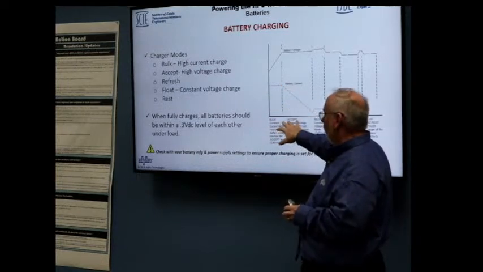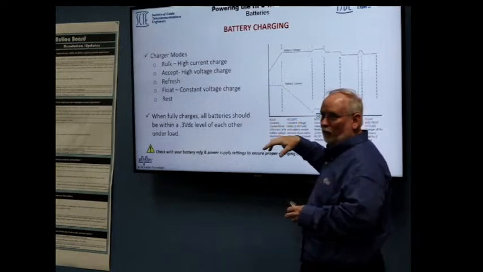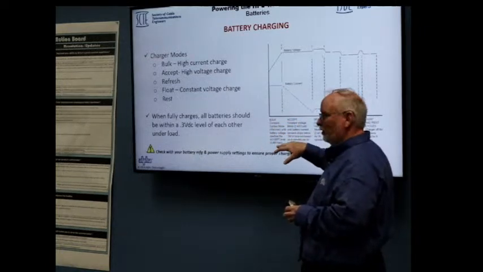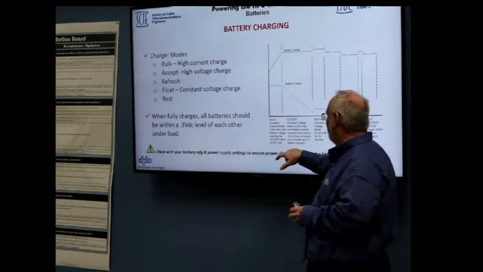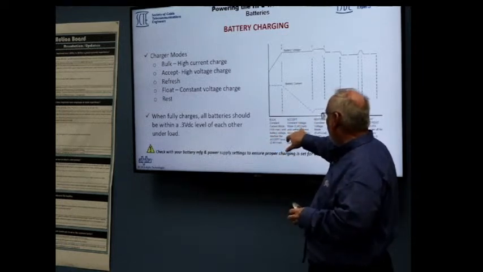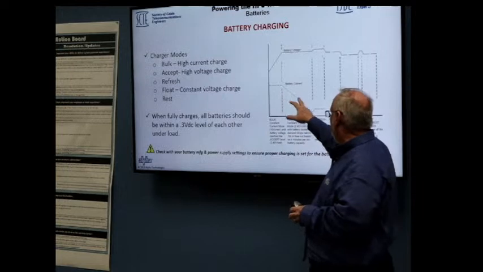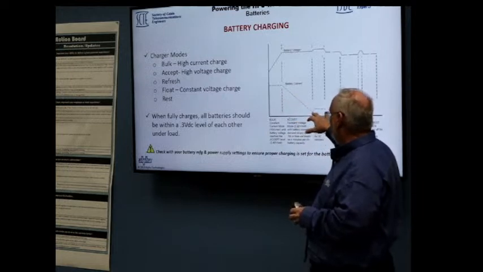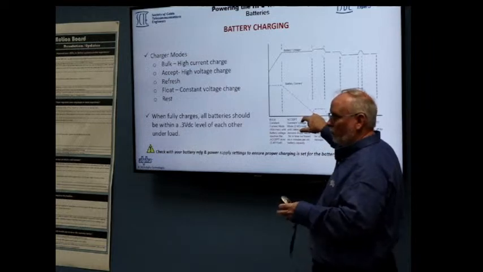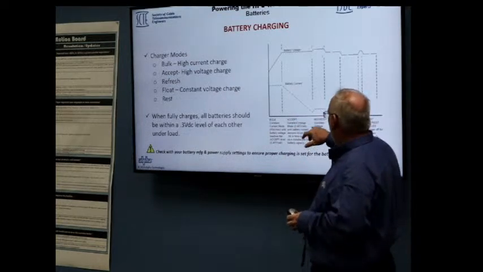This is called the absorb or the accept. In every other industry outside of cable, it's called absorb. In our industry, it's called accept. That's a constant voltage charge, and effectively it'll trickle down until you reach what's called the end of charge, the EOC, which is generally about 2% of the charging current.